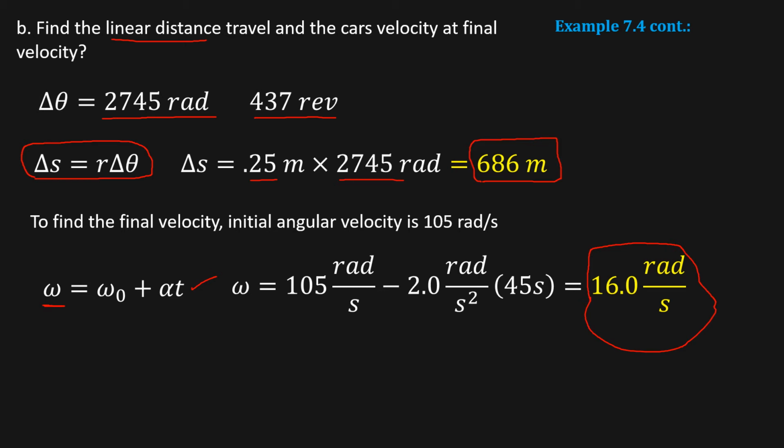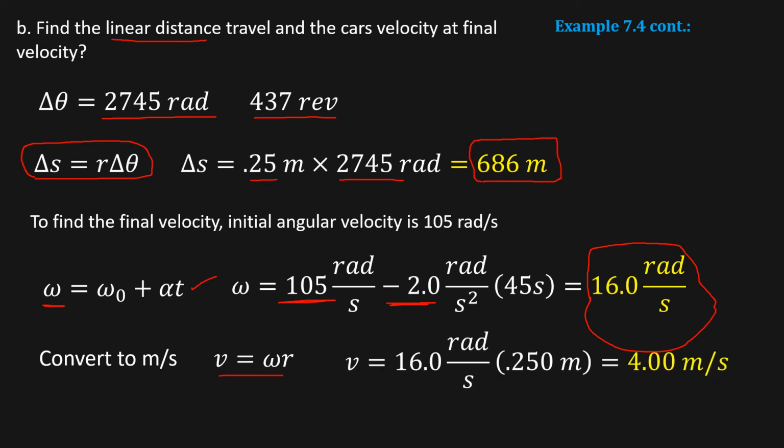Now if you remember, in this case we were at 105 and then we were decelerating, angular acceleration, excuse me, and we should have a lower rad/s. Omega, we get 16.0 rad/s. And let's convert that to meters per second by using this equation right here, and we get 4.00 meters per second. Okay, so that answers part B.